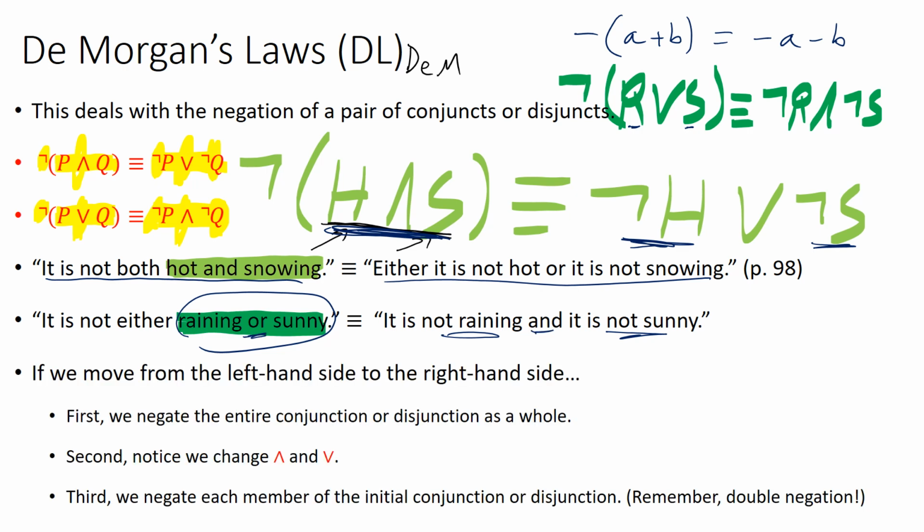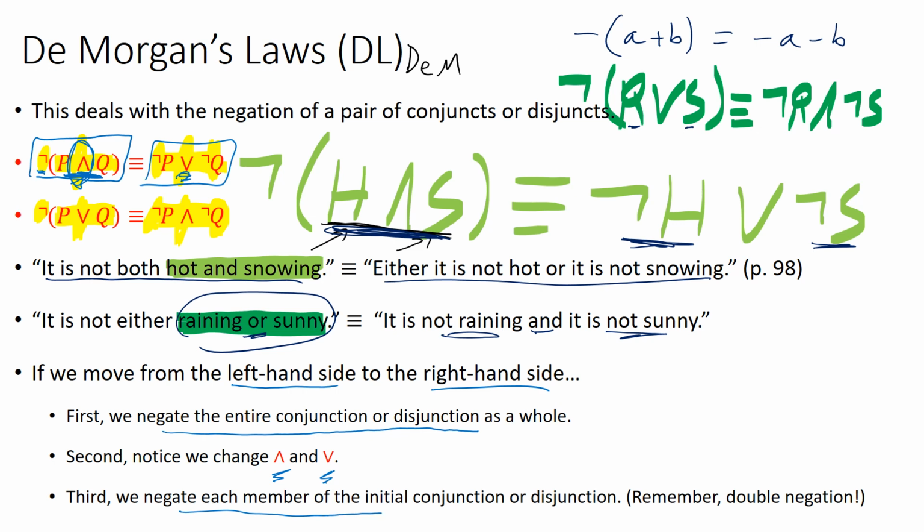Let's step back again. So let's think about moving from the so-called left-hand side to the right-hand side. So from this side here to this side. So first we negate the entire conjunction or disjunction as a whole. So here we have a conjunction, P and Q, and we're negating it. And also notice the change from a conjunction to a disjunction or vice versa. So here you have a conjunction, here you have a disjunction. And also notice that we negate each member of the initial conjunction or disjunction. So here, not P, not Q.